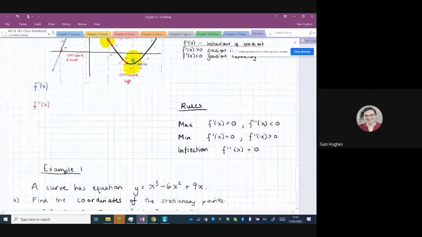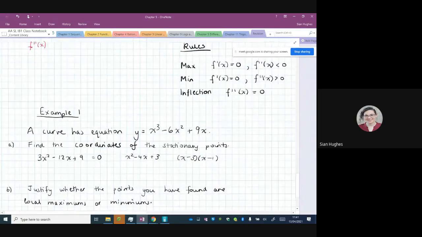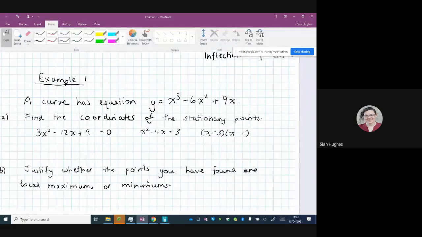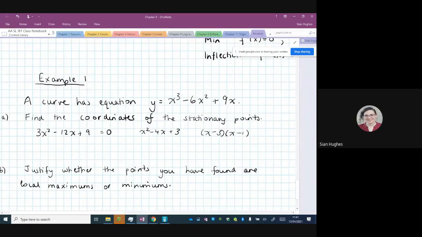So let's look at an example. A curve has equation y equals x cubed minus 6x squared plus 9x. Part A: find the coordinates of the stationary points.